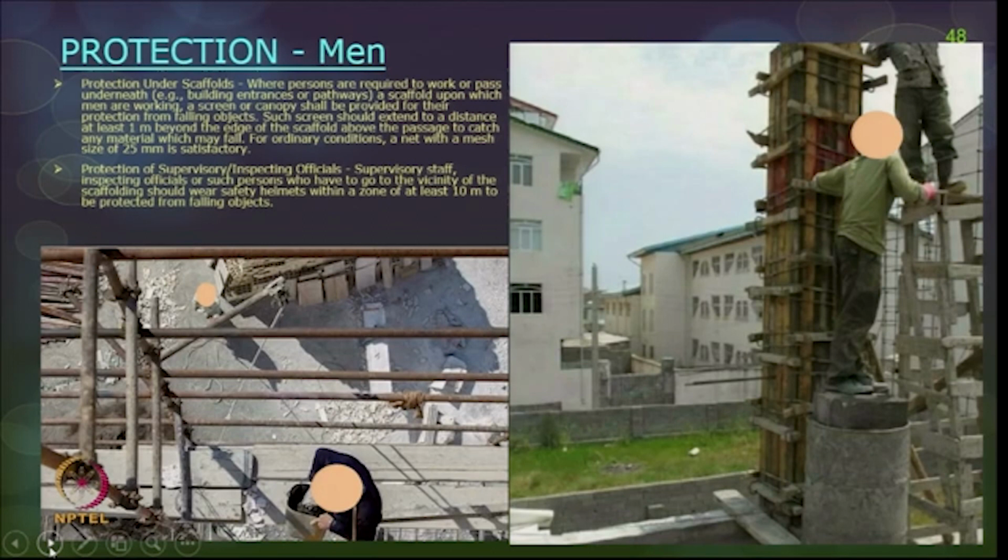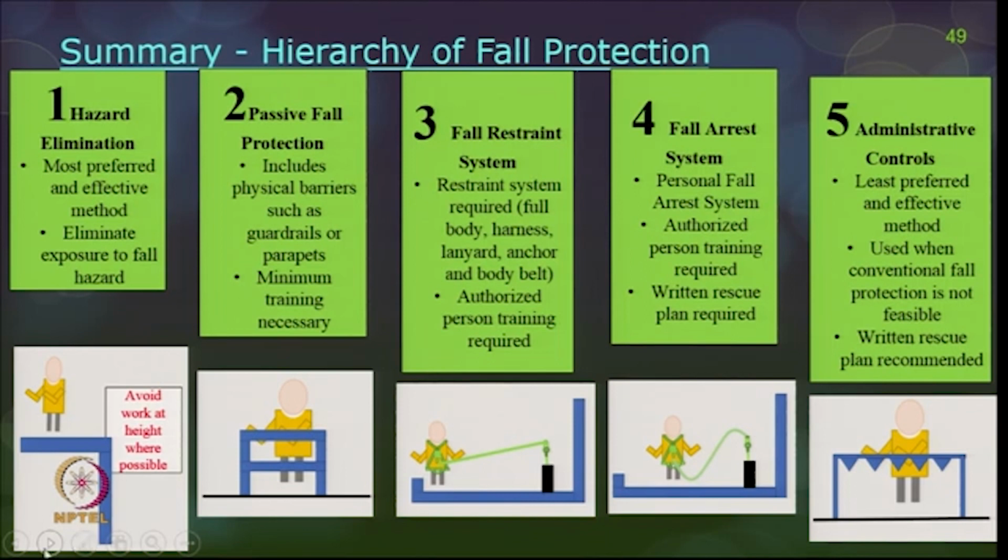Protection of supervisory or inspecting officials. The supervisory staff, inspecting officials or any person who has to go to the vicinity of the scaffold should wear a proper helmet or safety hard hat within a zone of at least 10 meters to be protected from falling objects. They cannot go too close, so they can be in the vicinity of 10 meters from the area where the falling object hazard takes place.